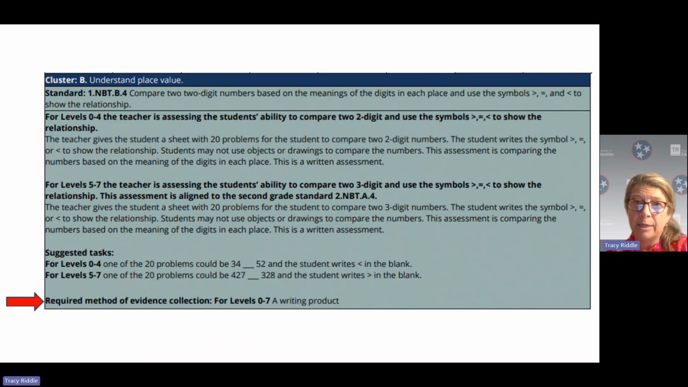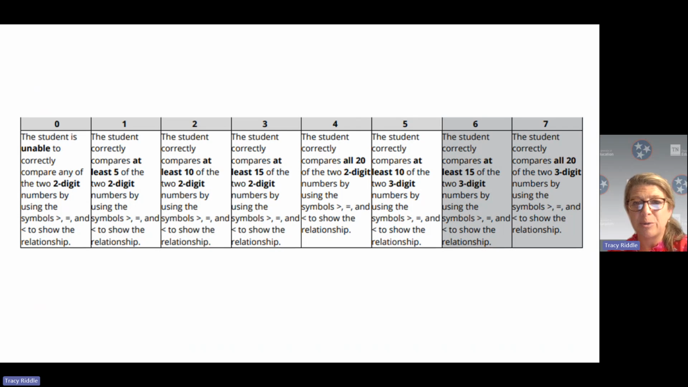Once you have your writing product, you can move to the rubric to score the student work. For levels 0 through 4, you're looking at the writing product where they are comparing the two two-digit numbers. To score a level 0, the student is unable to compare any of the two-digit numbers. At level 1, they are able to compare at least 5 correctly. At level 2, they are able to compare at least 10 correctly.